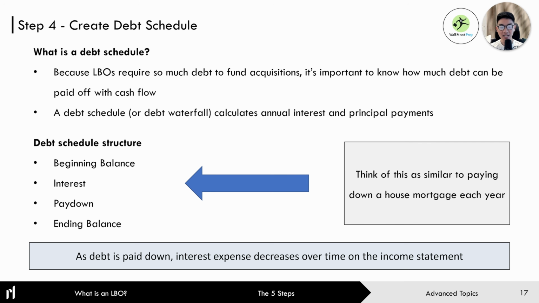So in the actual model, which you'll see soon, the debt schedule structure for each tranche of debt starts with your beginning balance. Then you calculate your interest, how much you pay down of your balance of your debt. And then you subtract out from your beginning balance your pay down to get to your ending balance. Think of this as, if we think back to our house flipping analogy, how much you're paying down your house mortgage each year, and then what interest you need to pay for that mortgage. And as debt is paid down, your interest expense will decrease over time on the income statement, and for all your debt tranches where you're paying down your debt, which you'll see pretty soon.